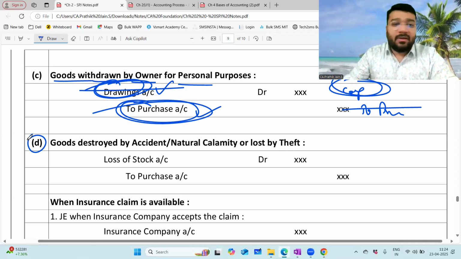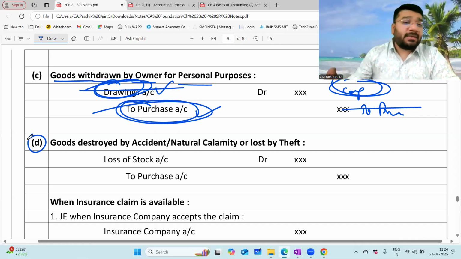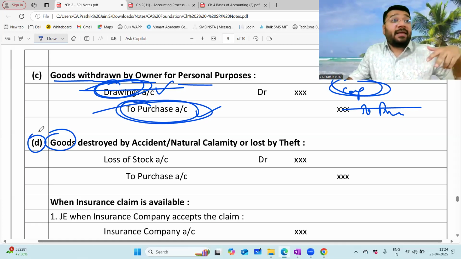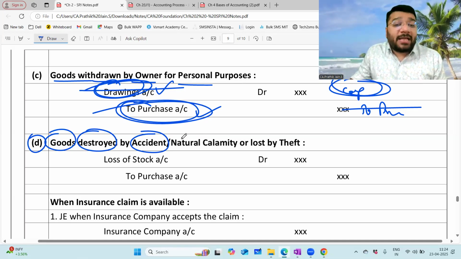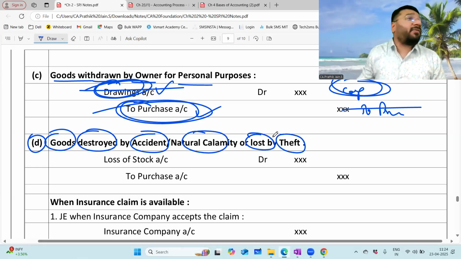Loudly. Yes, sir. Now, the last scenario under the reversal of purchase concept is where the goods that you bought with intention to sell or resell are now destroyed either by accident or natural calamity or lost by theft.